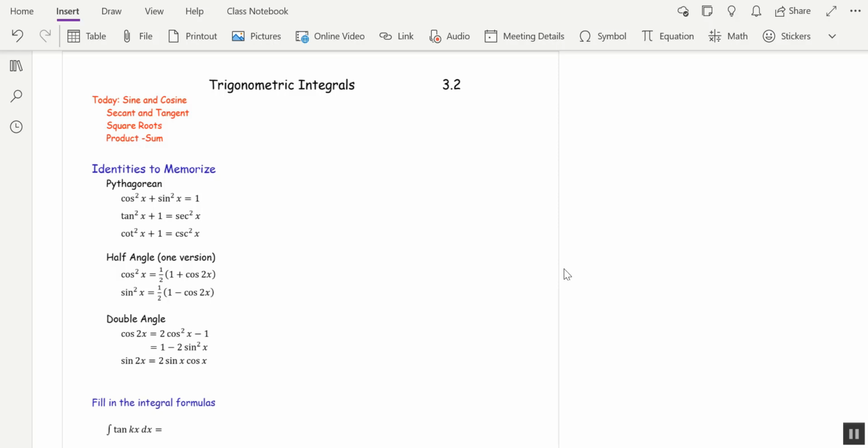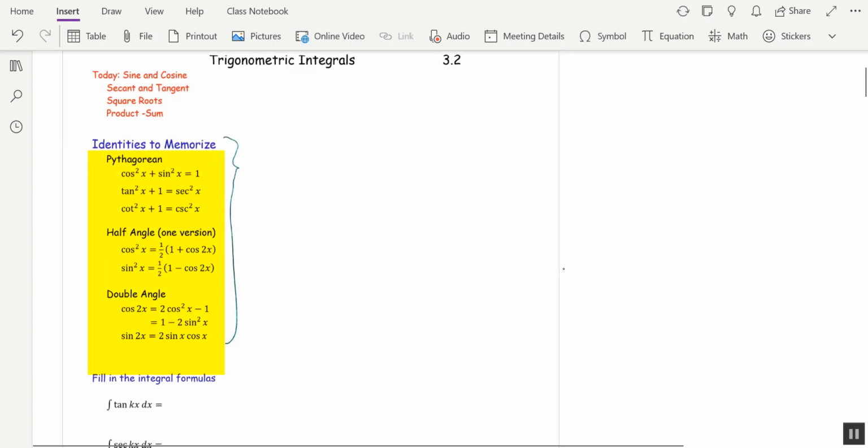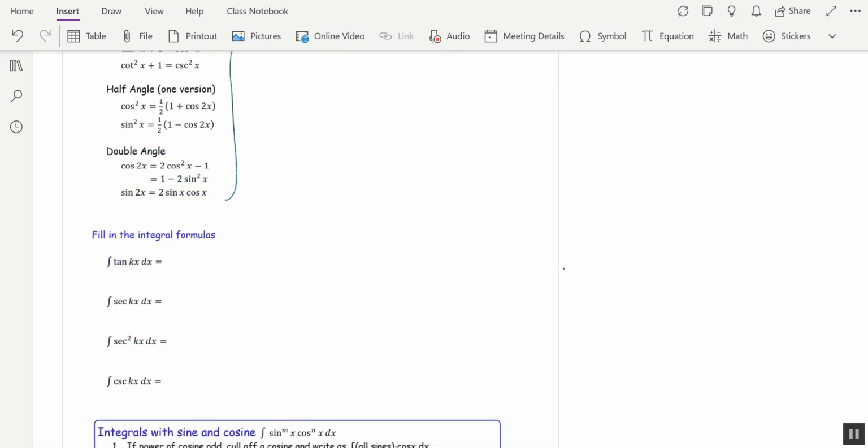Welcome to section 3.2. Today we're going to integrate powers of trig functions. I have a list here of the identities that we'll need in order to do that. And let's just review some of our Bible formulas because this will come in handy.